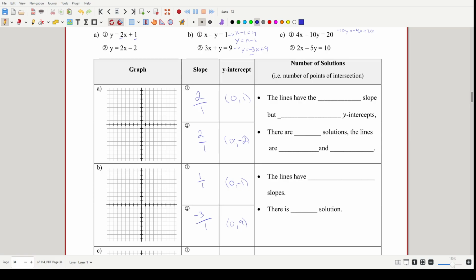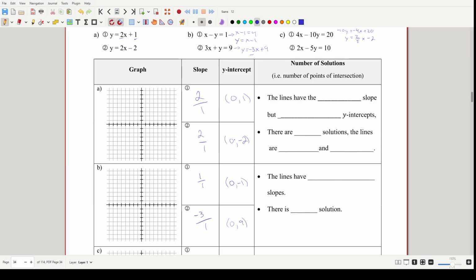Now we've got to divide everything by negative 10 to get the y on its own. So we have y and negative 4 divided by negative 10. That's going to be 2 over 5. We can't really reduce that any further without getting into decimals, and we don't want to do that. And then we have 20 divided by negative 10, so this is going to become a negative 2.